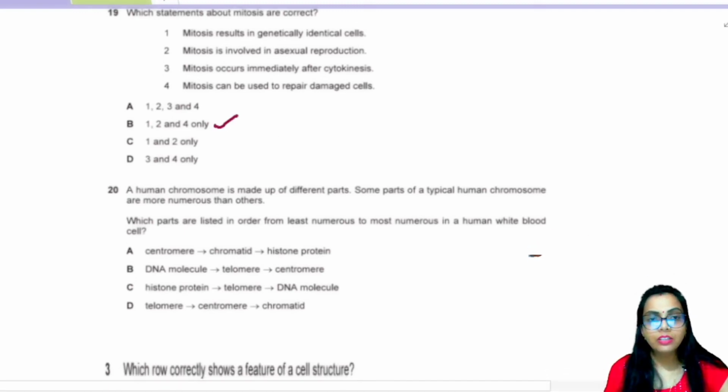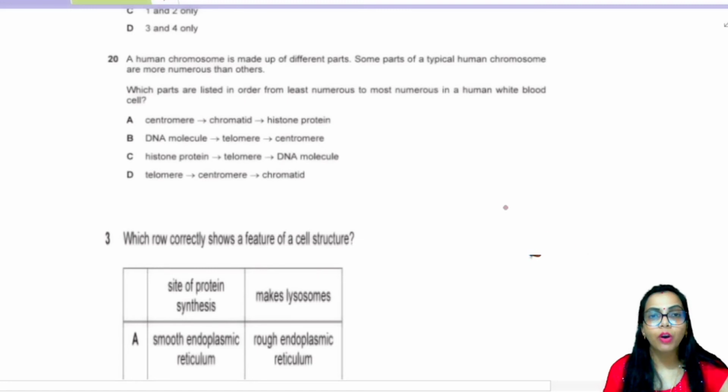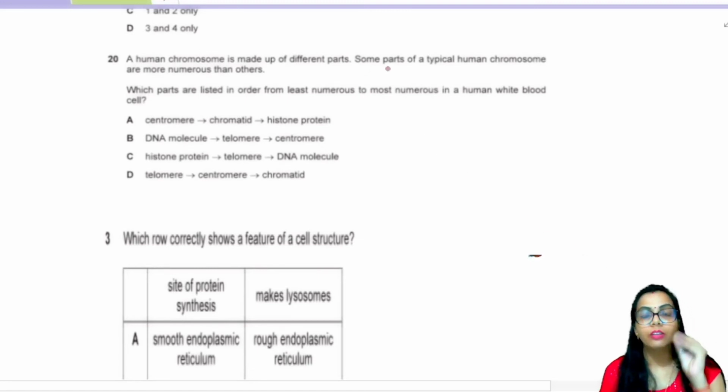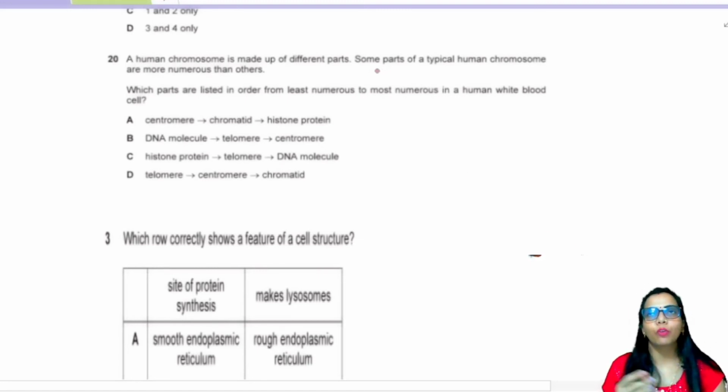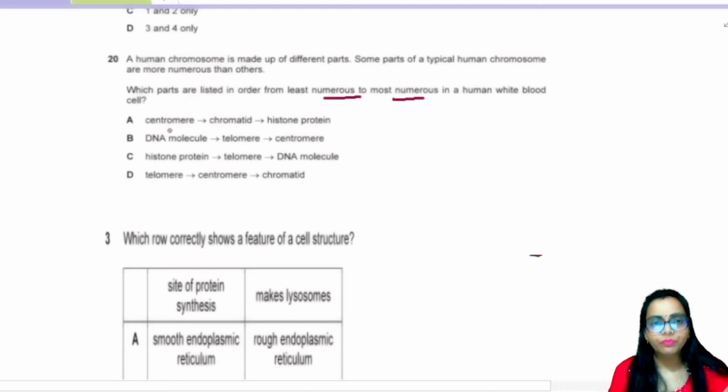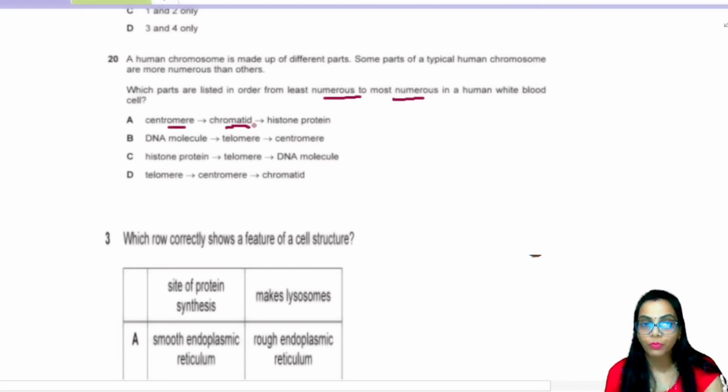Now, a human chromosome is made up of different parts. We know that the human chromosome is made up of the chromatin, then the chromatid, then histone protein, then the DNA. Some parts of the typical human chromosome are more numerous than others. Some are more numerous and some are less numerous. So we have to list them from the least numerous to the most numerous. Okay, so the centromere, chromatid, histone protein, yes, this is right. Centromere, then it gets condensed to form the chromatid, and then condensed to form the histone protein.